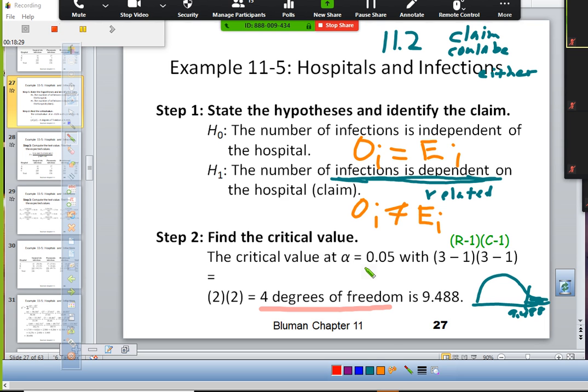So alpha 0.05, degrees of freedom 4 on my table. I'm going to get 9.488. So again, steep up and then slope off. Shade 9.488.